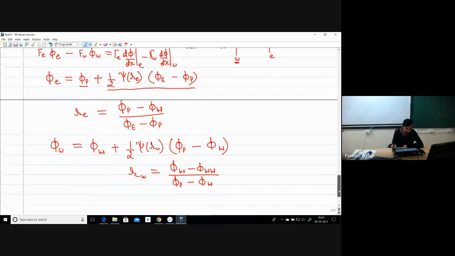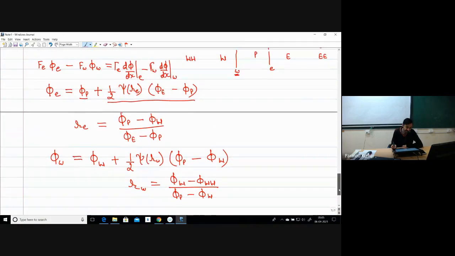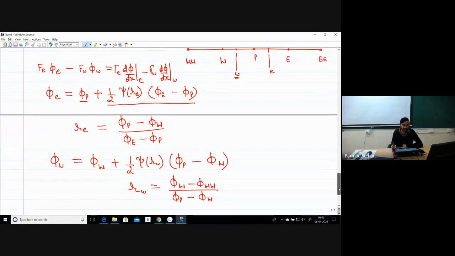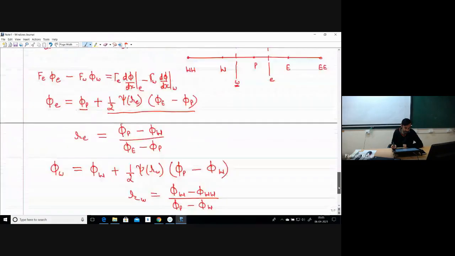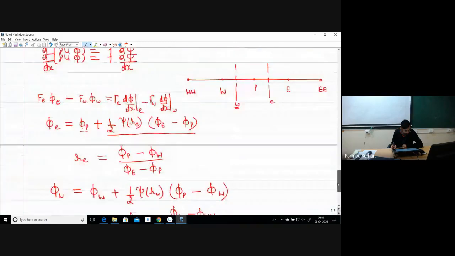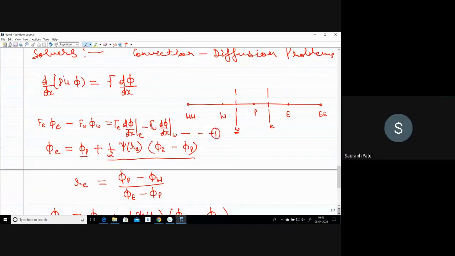So now we are having this Re, Rw. So we have to estimate psi Re and psi Rw depending upon any of the different limiter functions which I have specified in the previous slides just now. Okay. So now we have estimated the values for the terms which are on left hand side.